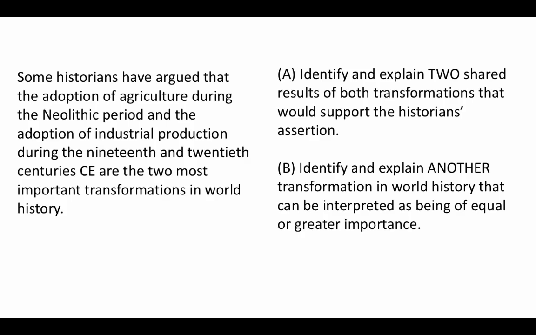So A, identify and explain 2 shared results of both transformations that would support the historian's assertions. So here we have, again, that support idea. B, identify and explain another transformation in world history that can be interpreted as being of equal or greater importance. So in this particular one, what we have here is a support for it, and then B actually gets into that new skill that we're going to talk about, which is called synthesis. So notice what's happening. It's not that they're expecting them to go into a huge amount of depth for each one of these answers. They need to identify the historical thinking skill and provide a quick 2 to 3 sentence answer that directly answers that question.